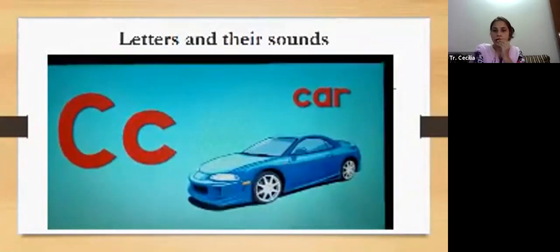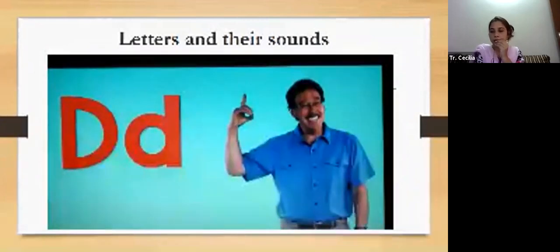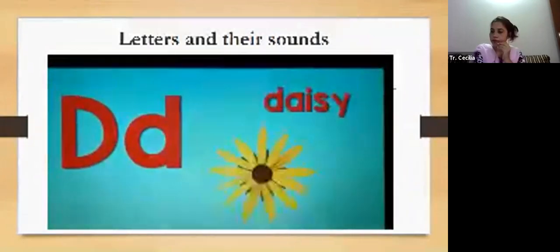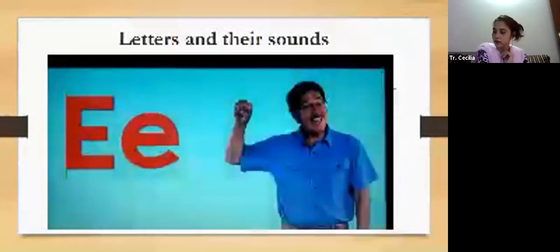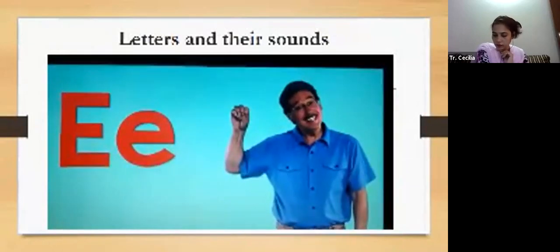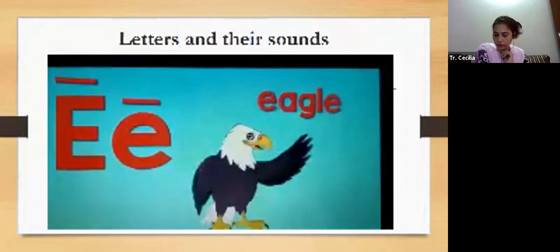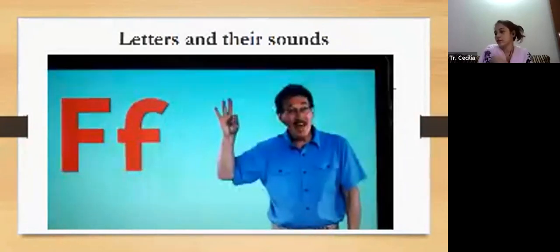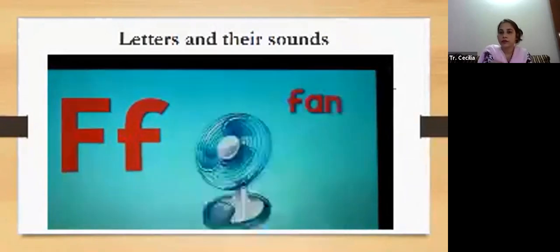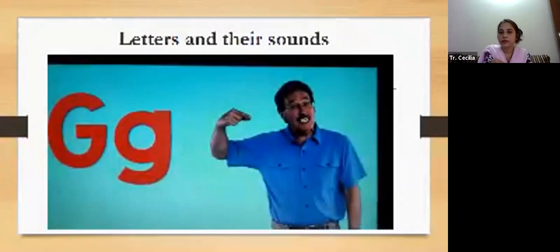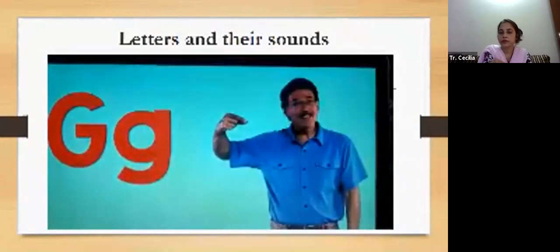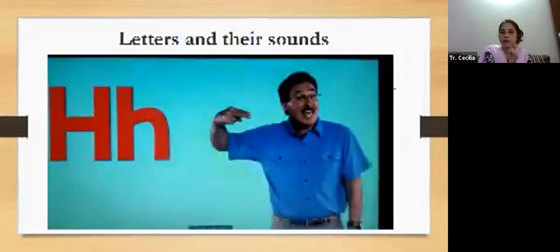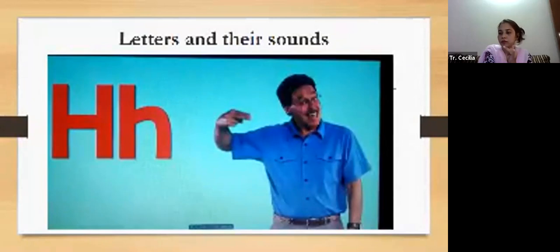Cat, car. D, D, this is the letter D. D, D, dog. D, D, daisy. E, E, this is the letter E. E, E, egg. E, E, eagle. This is the letter F. Fish. Fan. G, G, this is the letter G. G, G, goat. G, G, gum. H, H, this is the letter H.